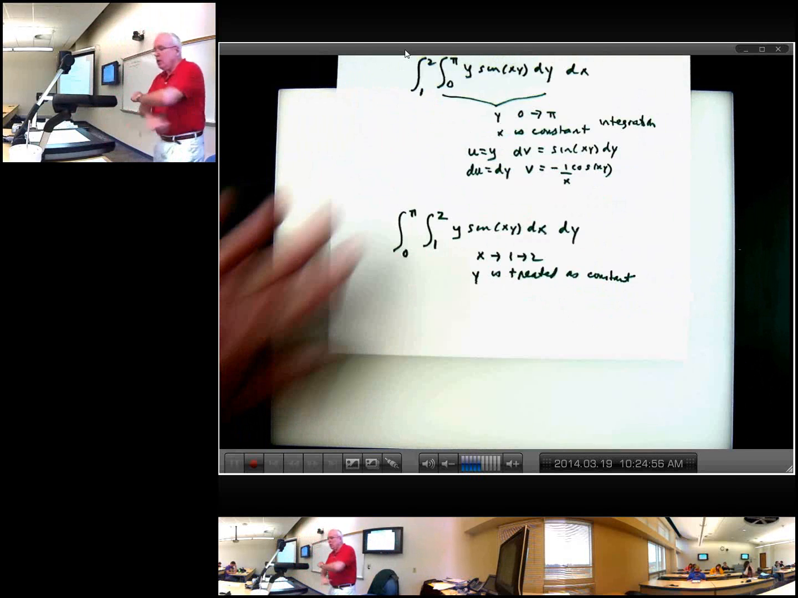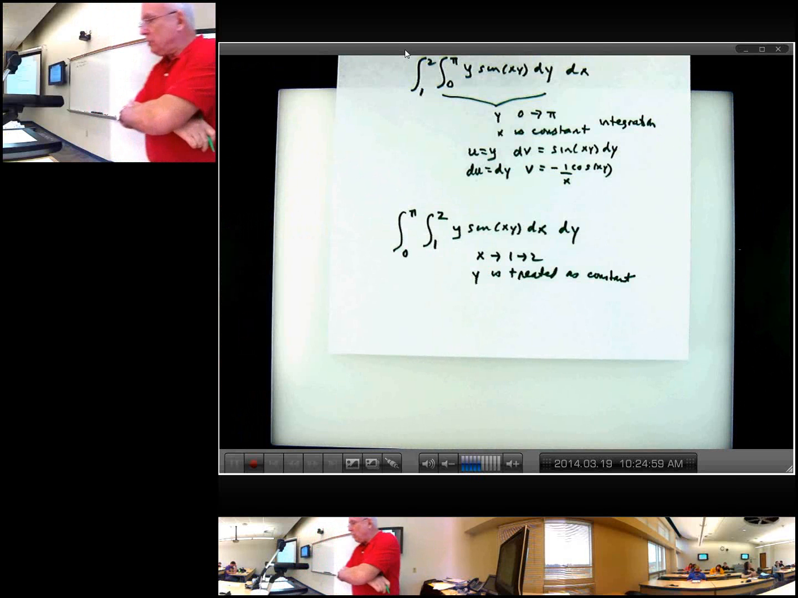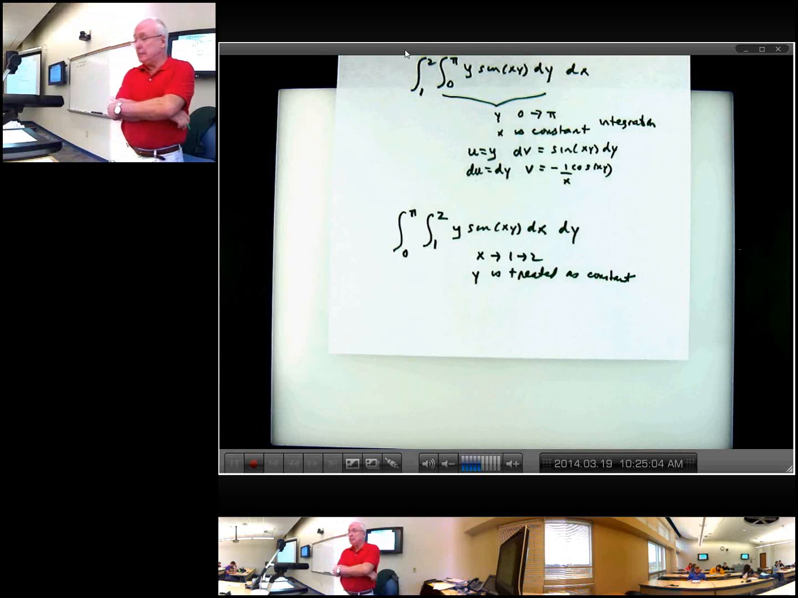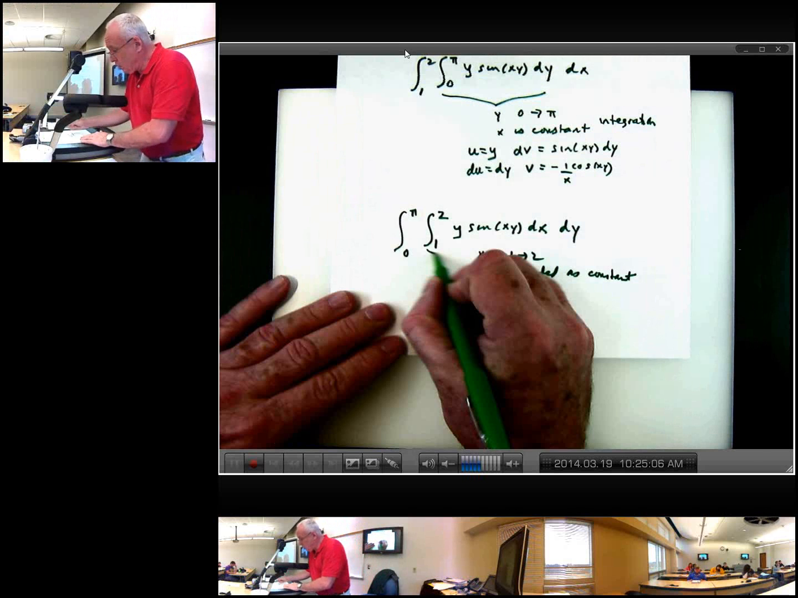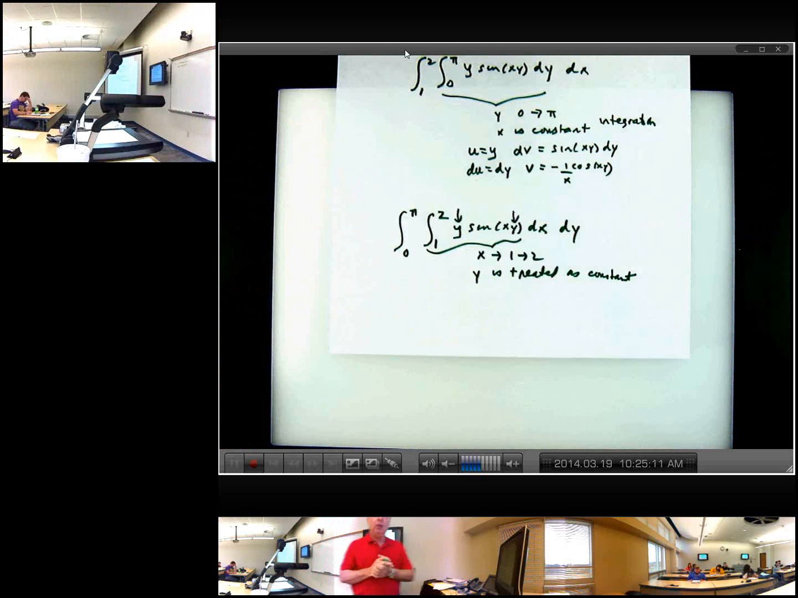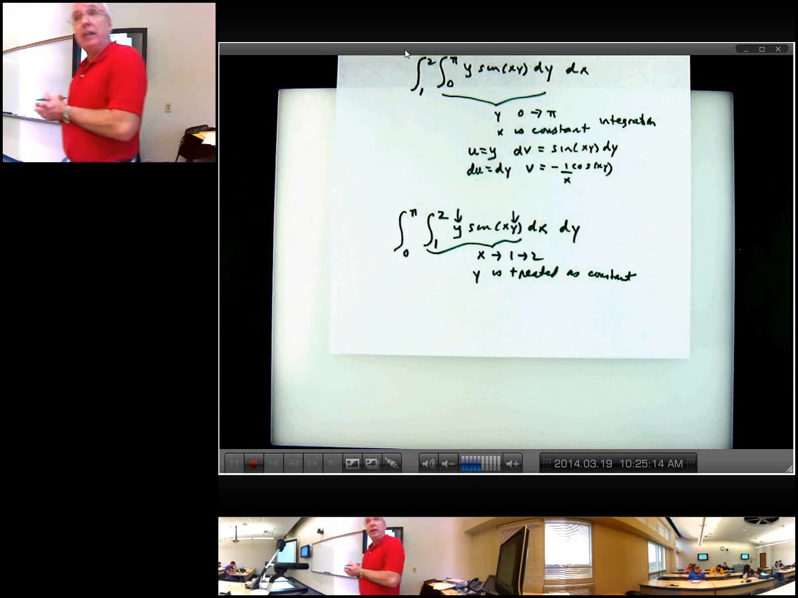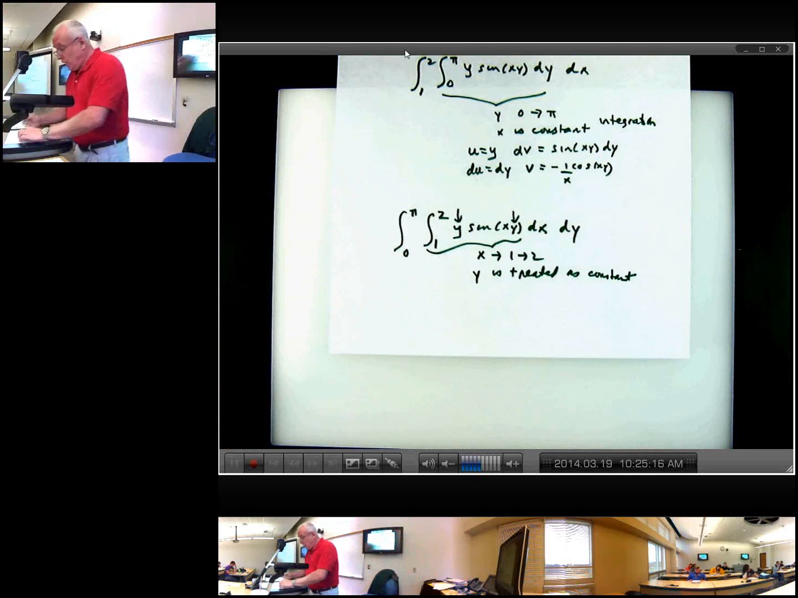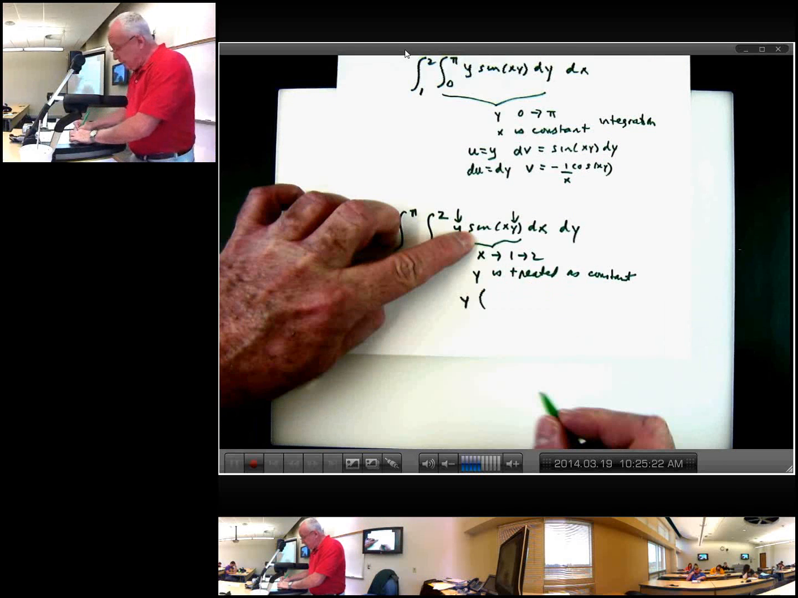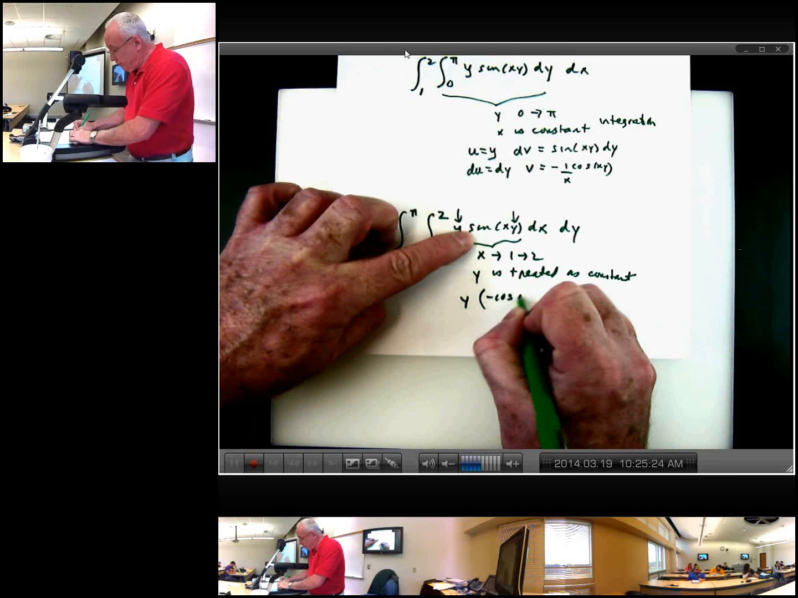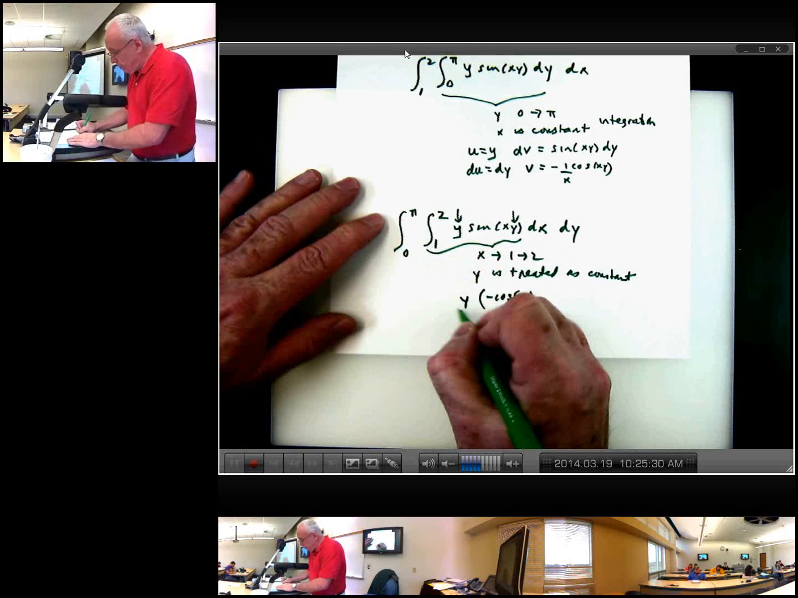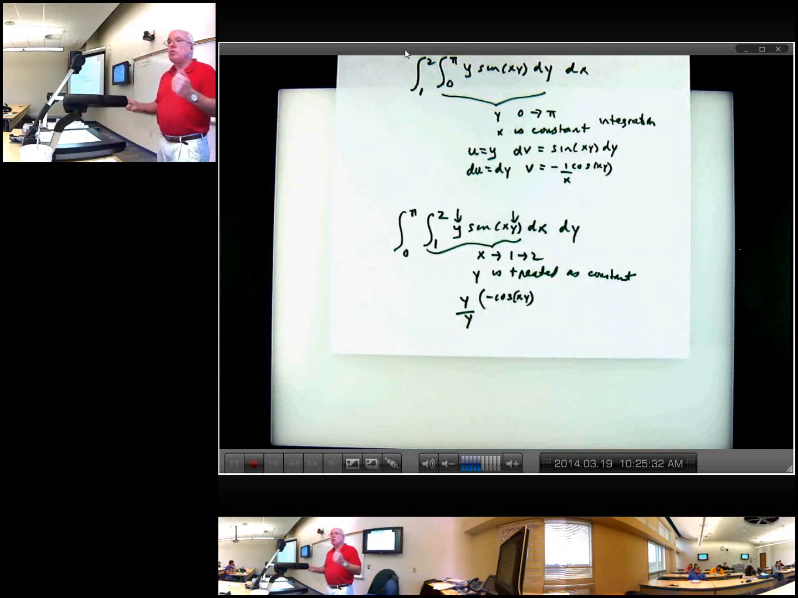Okay. So now, what do we get as our antiderivative in that inside one? This is a constant. That's a constant. Yeah, just negative cosine xy is how it's going to work out. Let's just work it through. We keep our y. Antiderivative of sine is minus cosine. But then we have to divide by our number that's multiplying. And so the y's cancel out.